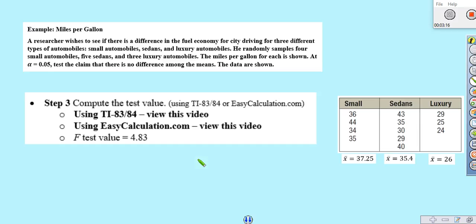From there, we're going to compute our test value. I'm going to make separate videos for that. At this point, if you were going to use your TI-83, I'll have a link on the homework sheet that will guide you to watching a video for that. If you're going to use Easy Calculation, I'll have a short little video that'll show you how to put it into easycalculation.com. When you calculate your test value for this particular data set, our test value would be 4.83.